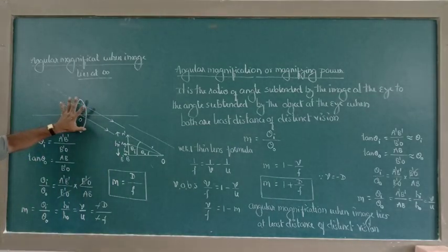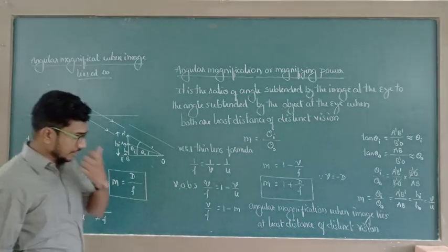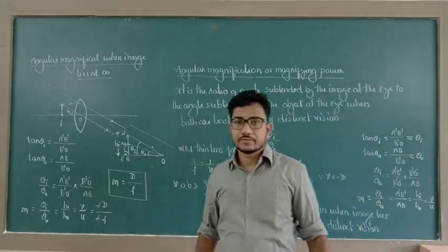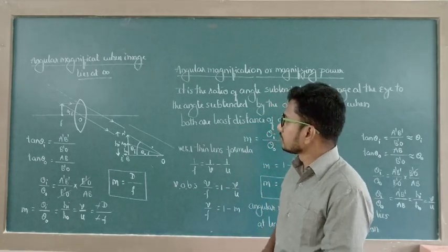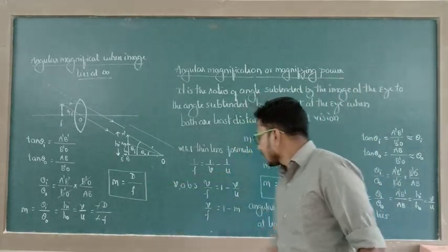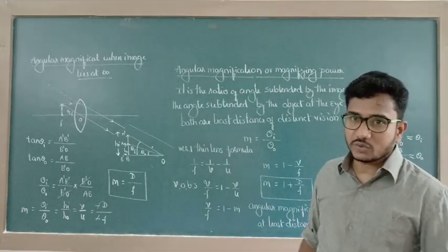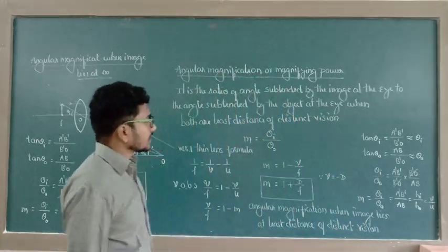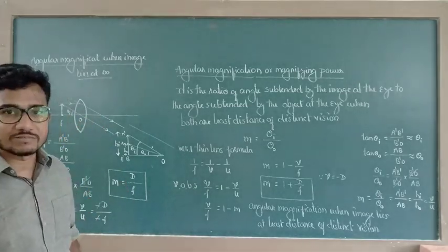So this diagram is enough, and they are going to ask about this equation. Write the magnification of a simple microscope when the image lies at infinity. The magnification when the image lies at infinity is 1 less than the magnification when the image lies at the least distance of distinct vision. Don't worry about the mathematical steps. You just remember the ray diagram and the final equation.